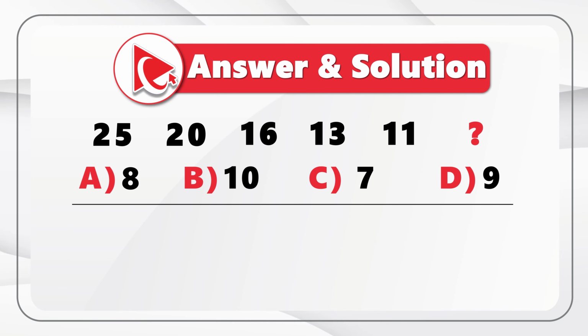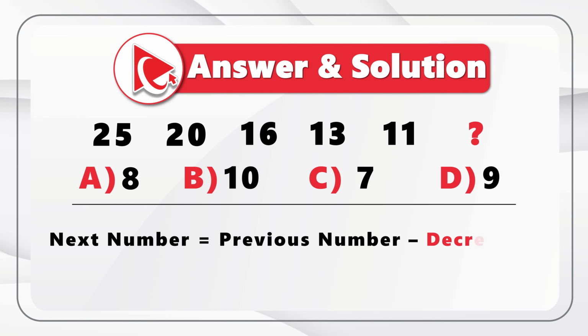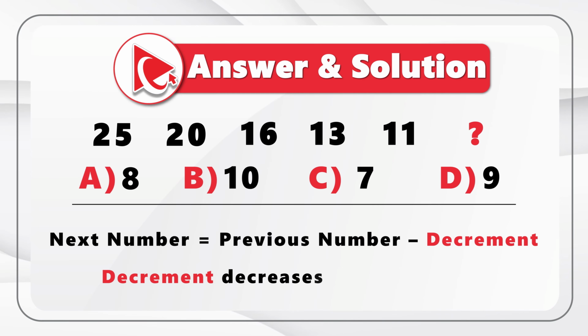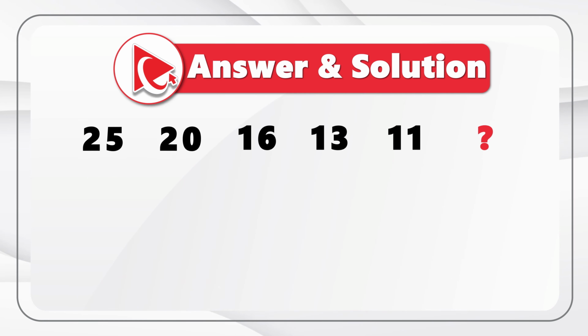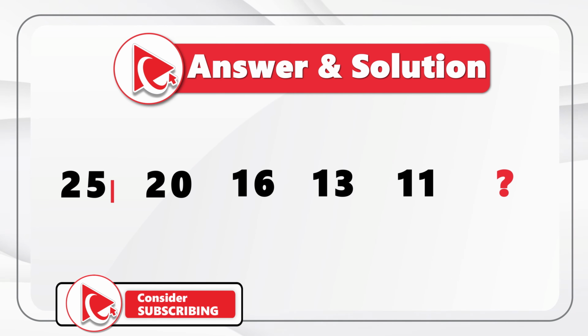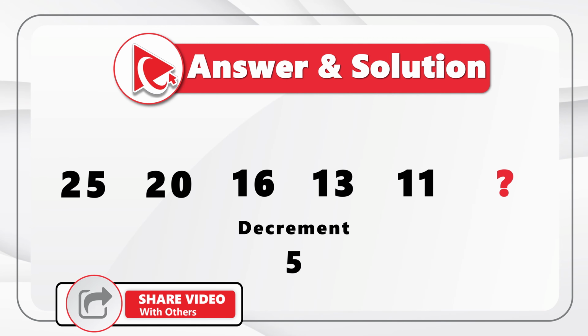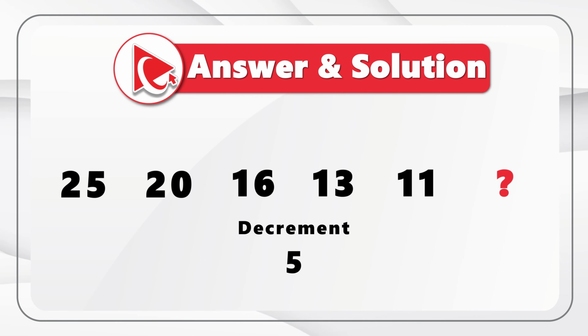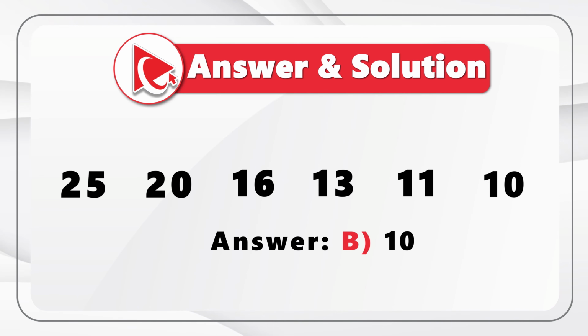Here we have a concept of decrement. And the pattern is that the next number is calculated as previous number minus decrement. And decrement decreases by 1 with each number in the sequence. Let's take a close look. Our first number in the sequence is 25, and our first initial decrement is minus 5. 25 minus 5 equals 20, and this is how we come to the second number. Then we decrease the decrement by 1, and the decrement becomes minus 4. 20 minus 4 equals 16. 16 minus 3 equals 13. 13 minus 2 equals 11, and 11 minus 1 equals 10. So the correct answer here is choice B, 10.